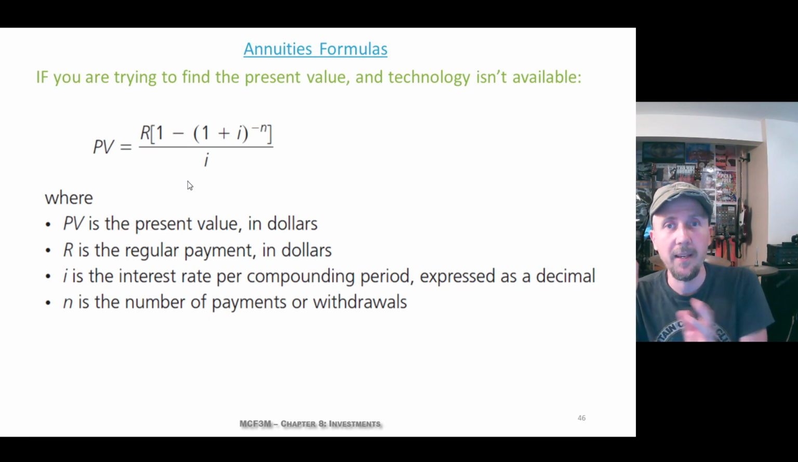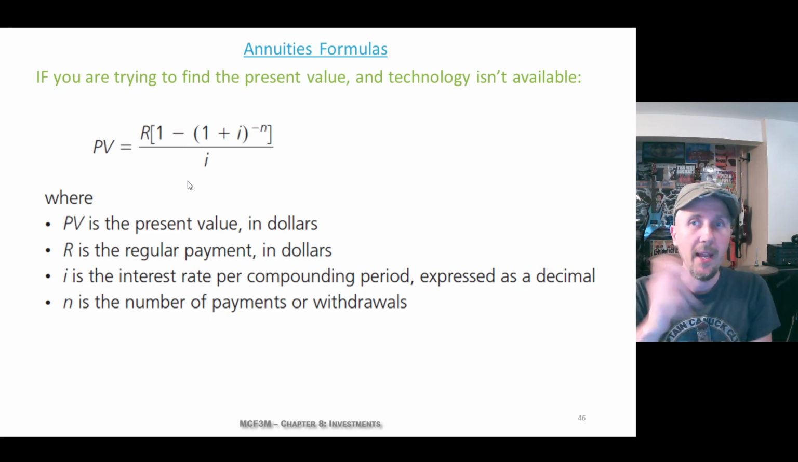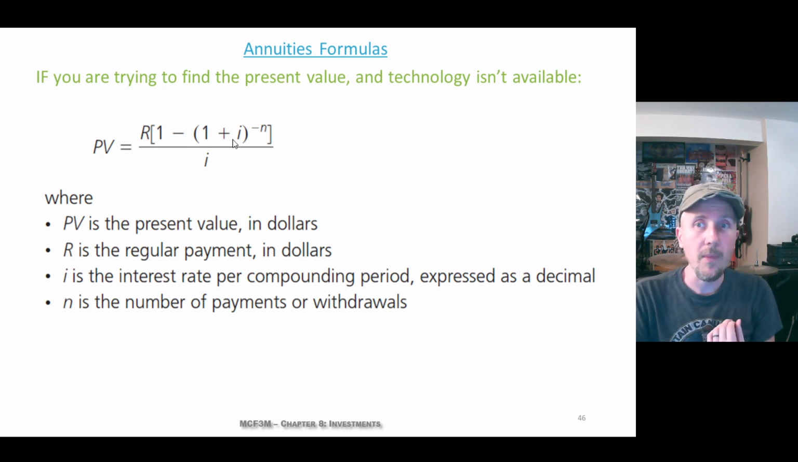So that's what's happening in this one: you're putting in a bunch, and then again, R, our withdrawal, is the regular payment out. I is our compounding period, N again is the number of payments or withdrawals. Like the last one, I would say it is for the compounding period.